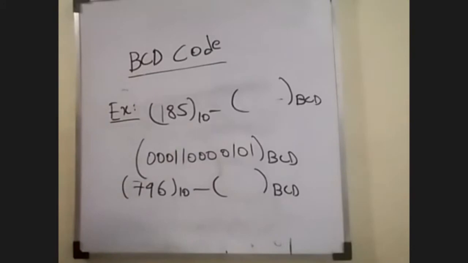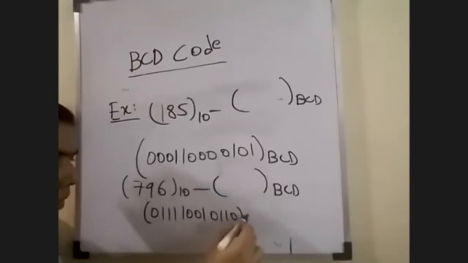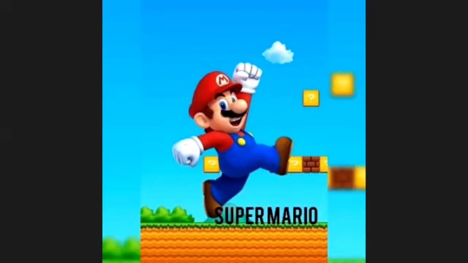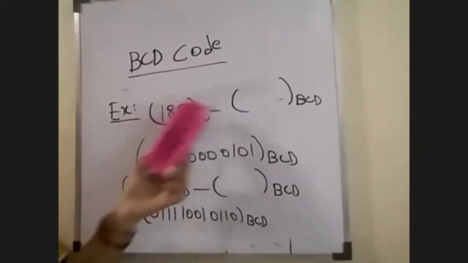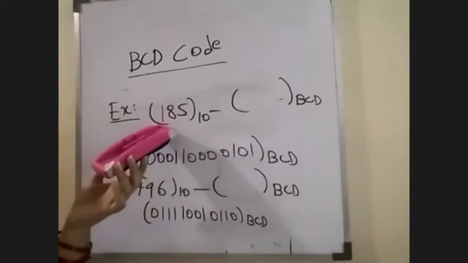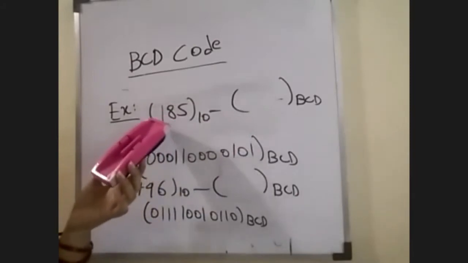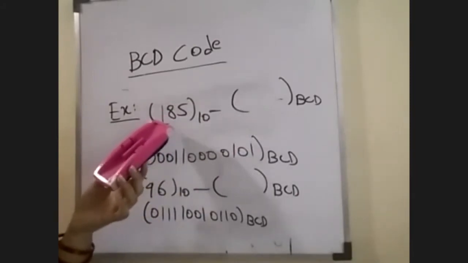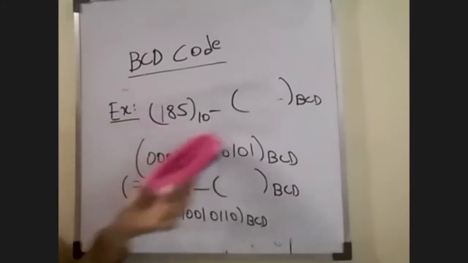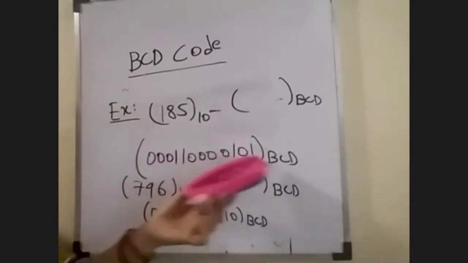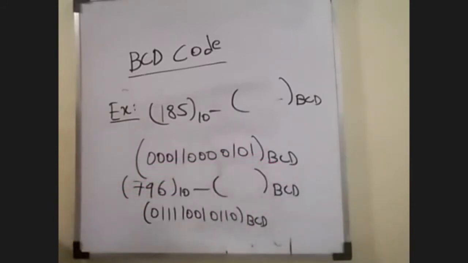1001 0110. So this is the equivalent BCD value for this decimal number. So how do you convert decimal to BCD? You take this decimal number and, for each and every digit in it, write its equivalent BCD number. Then finally you will get the BCD value.